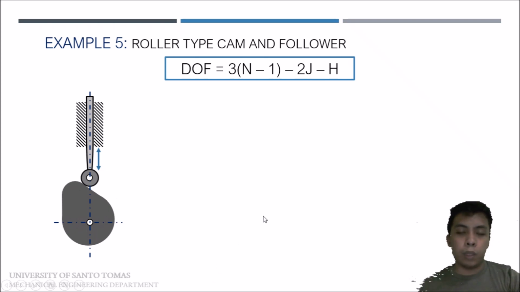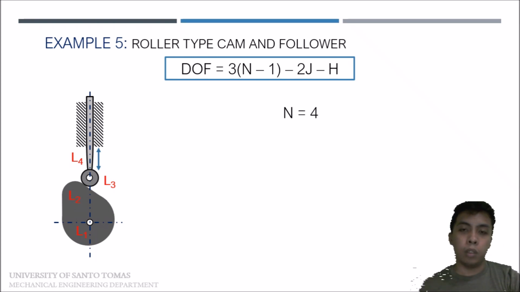Let's try to solve our DOF. So, let's try to count how many links are there. So, we have L1, the fixed link. L2, the link or the cam. L3, which will be the roller natin. L4, that will be the follower itself. So the number of linkages in this mechanism is 4.